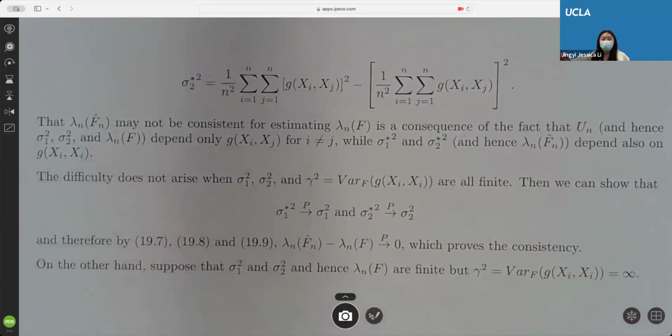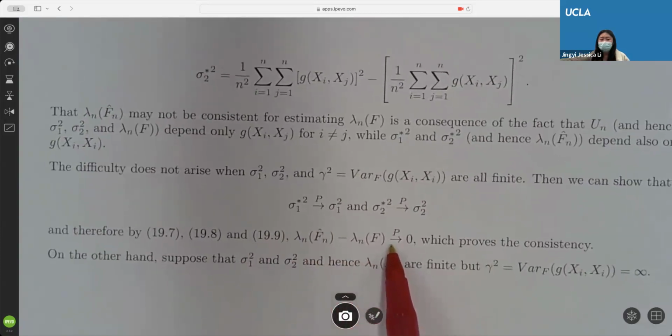The difficulty does not arise, however, when sigma 1 squared, sigma 2 squared, and the variance of this g(Xi, Xi), which we give the notation gamma squared, are all finite. If they're all finite, meaning the g(Xi, Xi) terms don't dominate, then we still have sigma 1 star squared being consistent for sigma 1 squared, and sigma 2 star squared being consistent for sigma 2 squared. So if that's the case, then we can still have the consistency we desire.